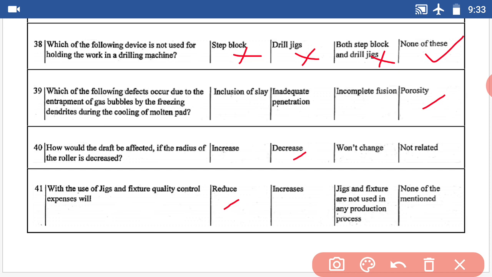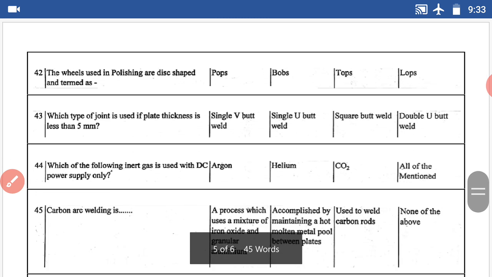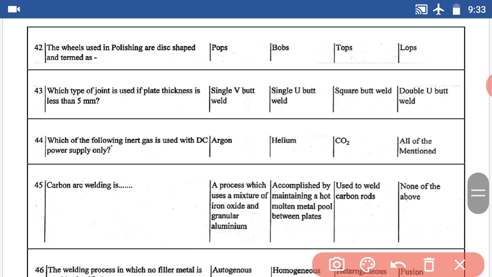Question number 42. The wheels used in polishing are disc shaped and turn as dash. This question's answer is pops. Option B is the correct answer, pops.